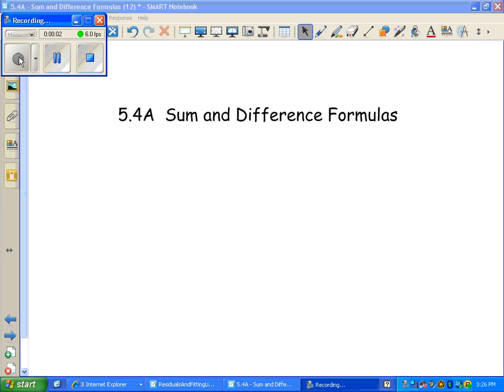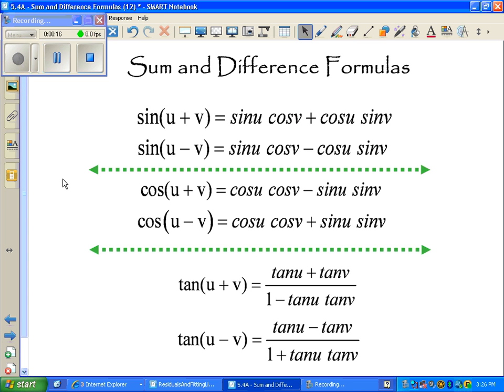Hi, and welcome to section 5.4a, which is sum and difference formulas. In this section and the next, we're going to go ahead and study the uses of several trig identities and formulas. So let's take a look at this next page.